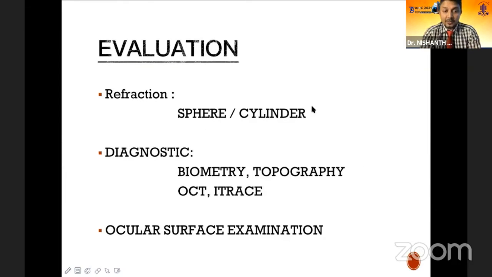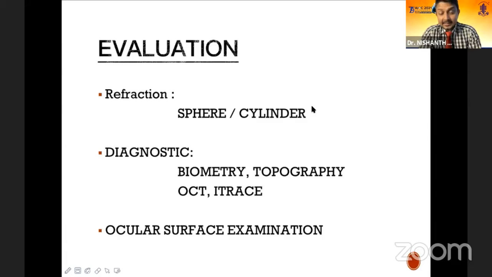So how do you evaluate? The main thing you first have to do postoperatively when you have a surprise is always refract the patient, and look for a spherical and a cylinder correction. If you have a spherical correction, there might be some miscalculation with the IOL power calculation.